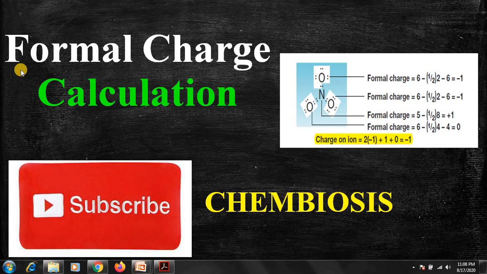The formal charge of any atom in a molecule decides the way in which that molecule or ion will participate in any chemical reaction. To understand the reaction mechanism, it is very important to know the formal charge of each atom which forms that molecule or ion.